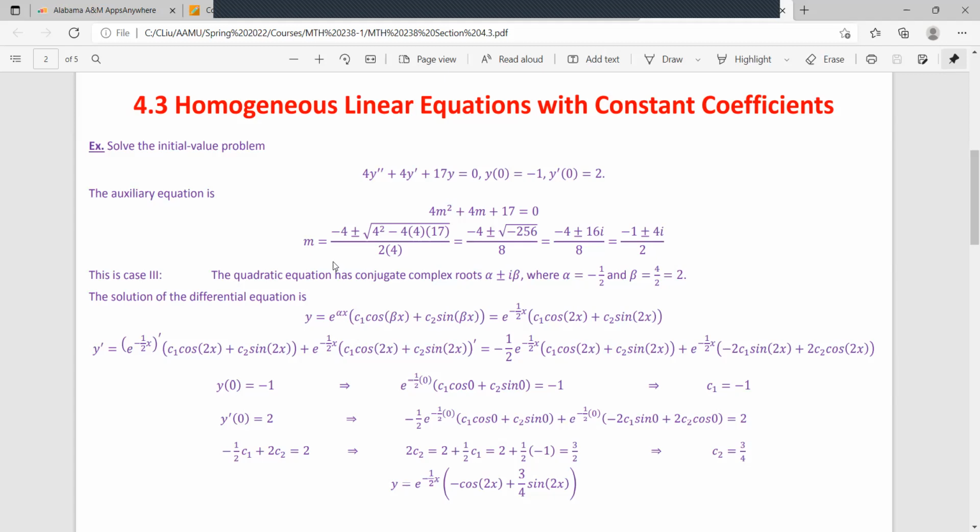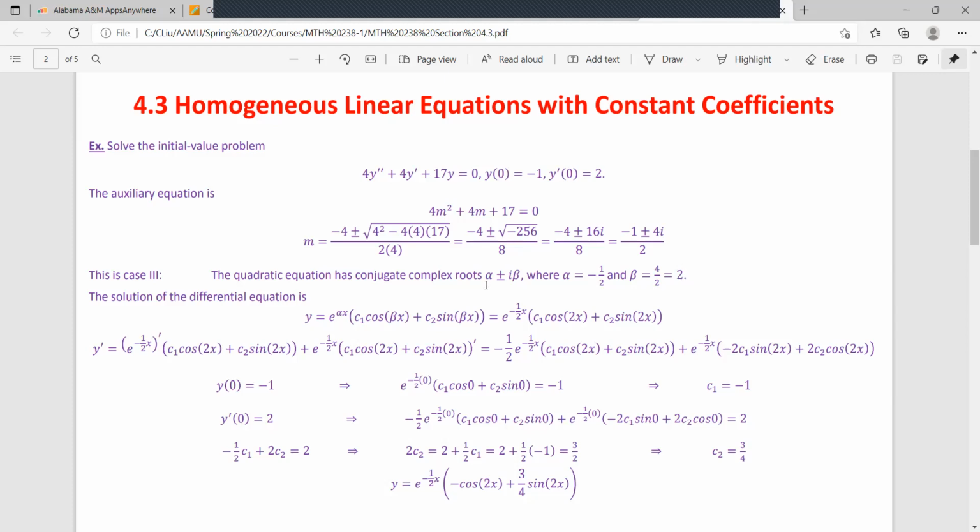So this is case 3 we discussed on the last page. So the quadratic equation has conjugate complex roots, alpha plus or minus i beta, where alpha is negative half and the beta is 4/2, which is 2. Okay, if you split this solution of m into the real and the imaginary part, we get alpha equal to negative 1/2 and beta equal to 2, in other words.